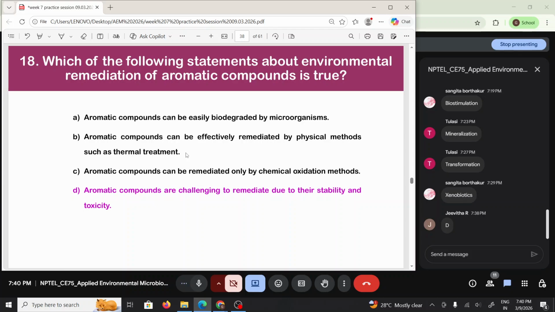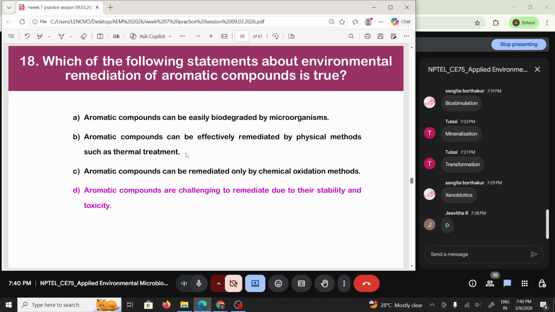Exactly, D is the right answer. So aromatic compounds have cyclic ring structures, and they are very stable and difficult to degrade. They cannot be easily degraded by microorganisms, nor can they only be degraded by chemical methods. They can be degraded by microorganisms, but they are very recalcitrant, and this is a very slow process. The kinetics is very slow, and the microbe tends to struggle a lot to bring about this biodegradation.